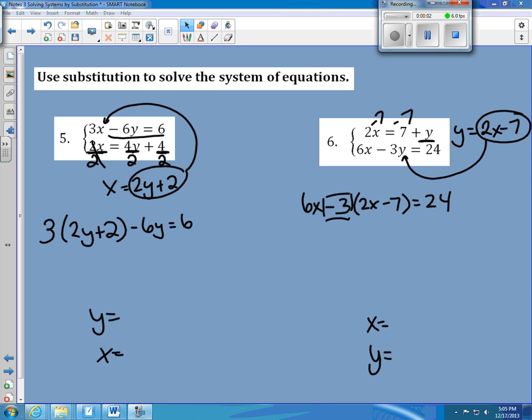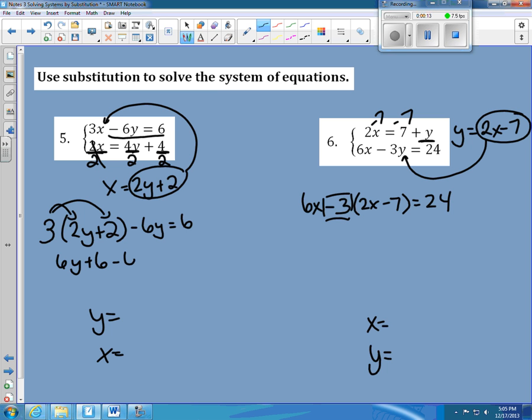Hi guys, let's just pick up right where we left off to finish off problem 5 and 6 to confirm that you guys got the right answer. So we're going to distribute and get 6y plus 6 minus 6y equals 6. Well, I see that I have a positive 6y and a negative 6y, so they'll cancel. And we get 6 equals 6.